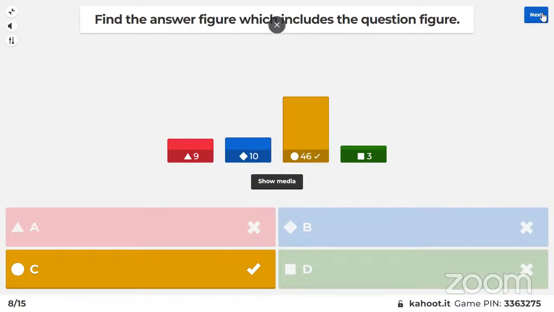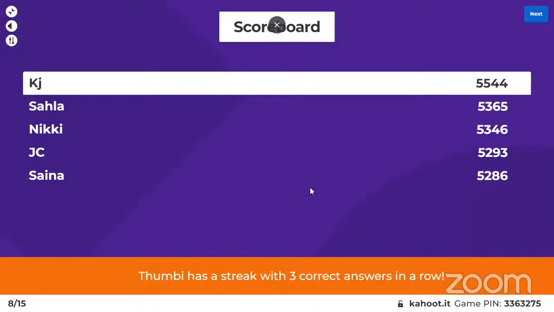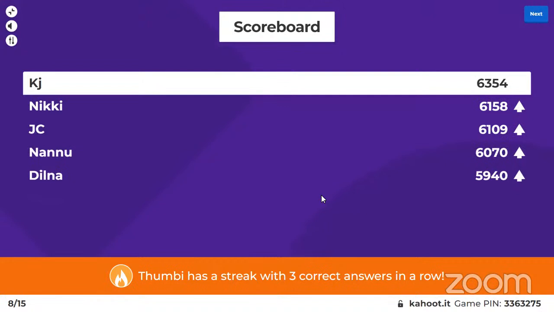Let's see the scoreboard. Will there be any change? Yes, there is a change, but the first place stands still. KJ with 6,354 points stands on the first place. Nikki with 6,158 points at second place. JC at 6,109 points on the third. Nanu with 6,070 points at fourth place, and Dilna with 5,940 points at the fifth.